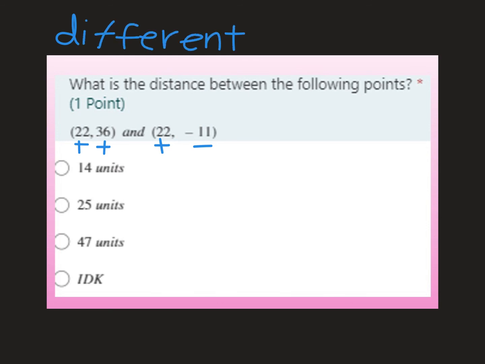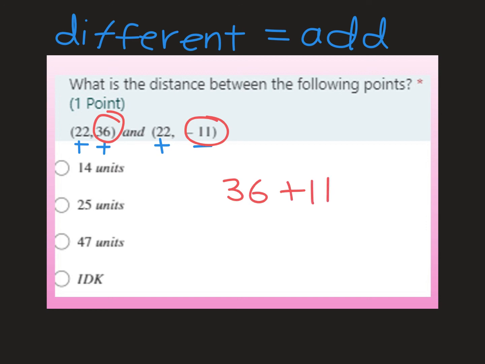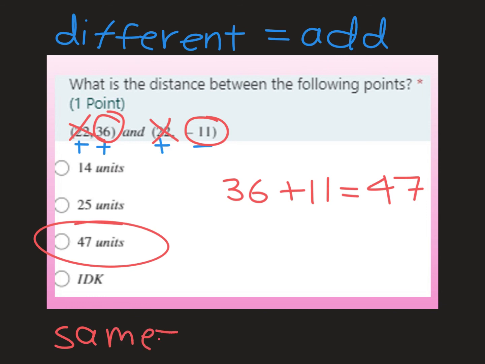If they're in different quadrants, we're going to add our numbers. The two numbers you're going to add are the ones that are different. So notice 36 and 11 are our two different numbers, right? 22 matches. So we don't care about those. 36 plus 11 is 47, which tells me these 2 points are 47 units apart. If they were in the same quadrant, which these two are not, but if they were, that's when you subtract your two numbers. So I think that's what a lot of people messed up, is they subtracted 36 minus 11 instead of adding.